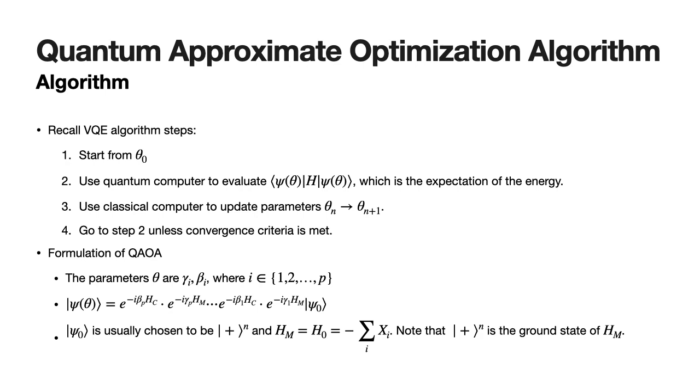A common choice for HM is to take it as the negative sum of single qubit Pauli-X operators. By then variationally optimizing the gammas and betas, we steer this initial equal superposition towards the ground state of the cost Hamiltonian HC, which encodes the solution to our optimization problem.